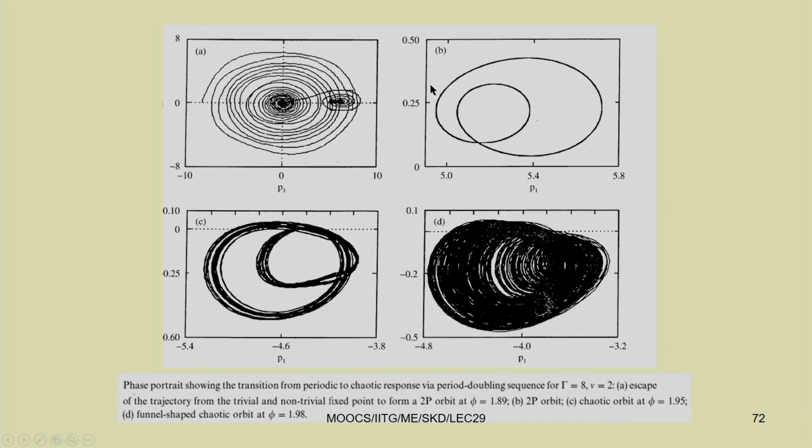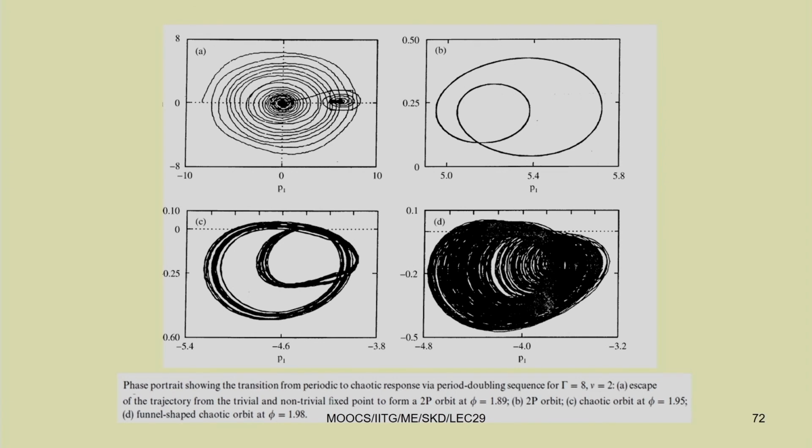Here we have shown the 2 periodic orbit, and then if you change this system parameter further, it will lead to the period doubling route to chaos. So, a chaotic orbit at phi equal to 1.95, and then a funnel shaped chaotic orbit. You can see a funnel shaped chaotic orbit at phi equal to 1.98.